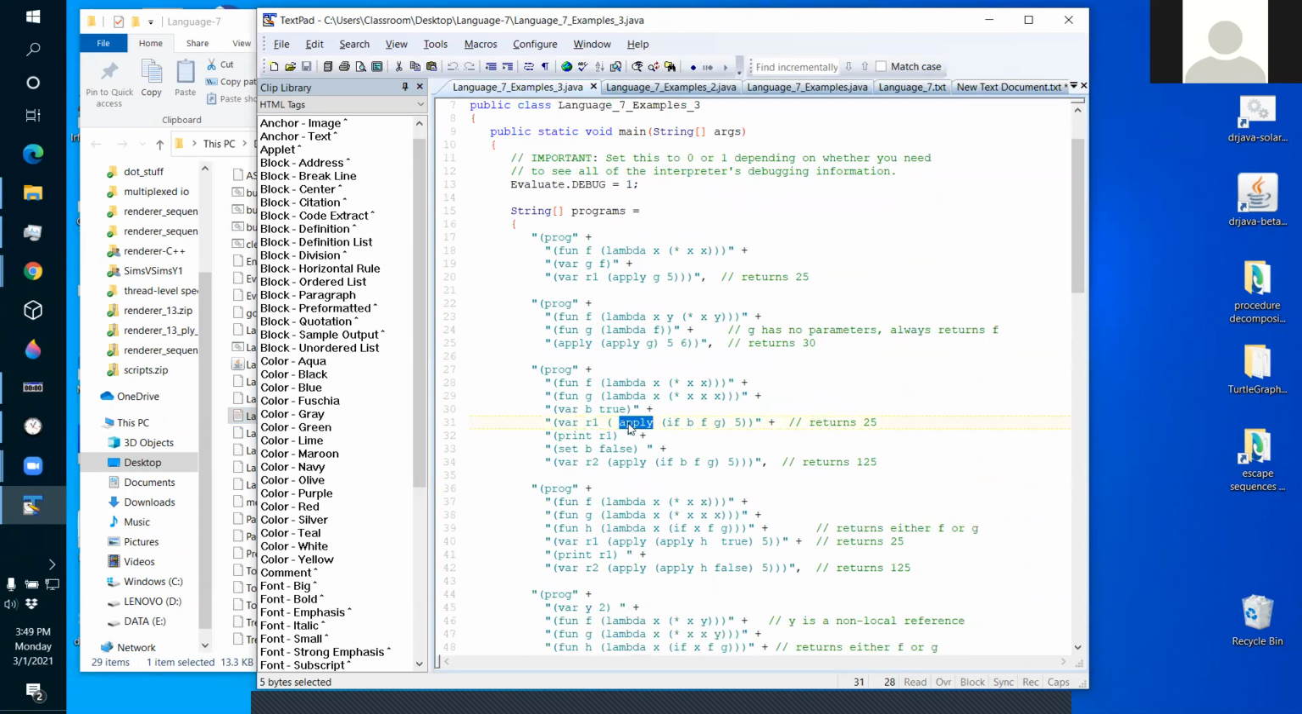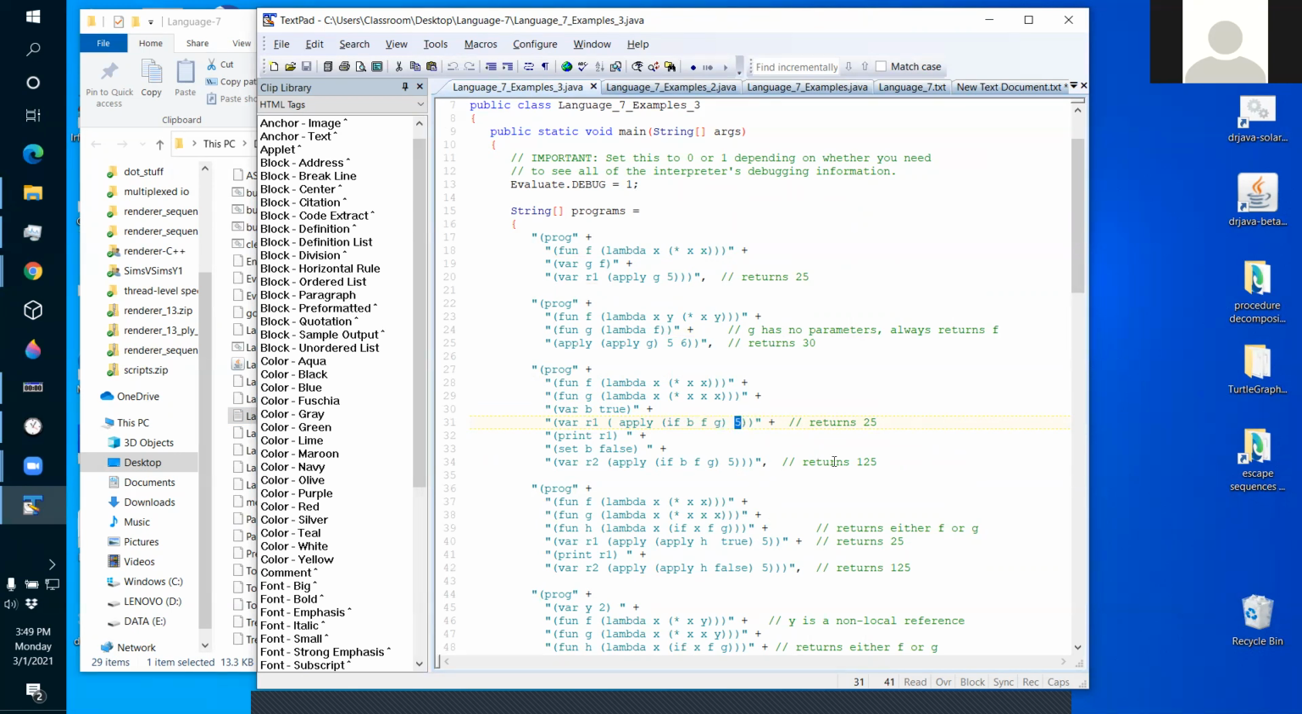Yeah, there it is. Apply the result of that if. See there, if B, F or G. So there it is: apply the result of the Boolean expression to 5. Notice it's pretty abstract. There's the function f's definition, there's the function g's definition, x squared, x cubed. Here's a Boolean that's just set to be true. Apply the result of this expression to the number 5.